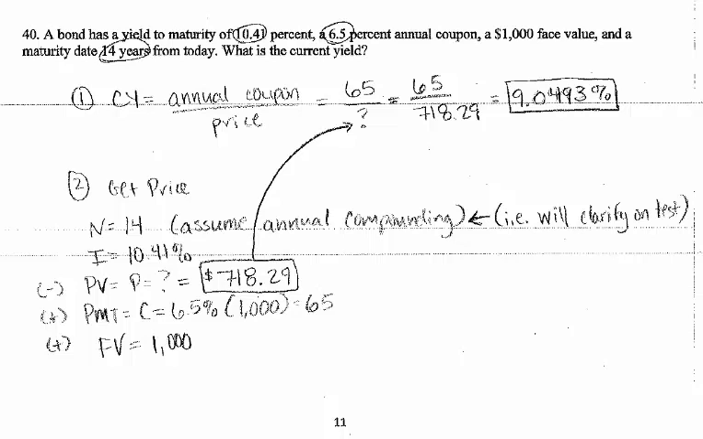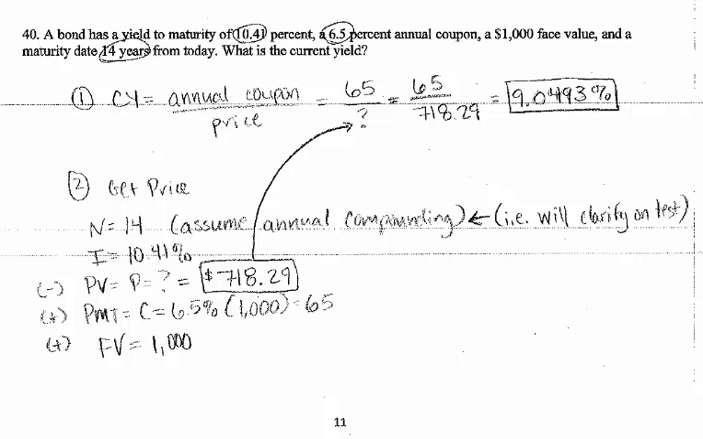To get the price, we know N is going to equal 14, and somebody might say, how do I know whether or not this is a semi-annual or annual bond? Well, on the exam, I'll tell you exactly. But here, the fact that they tell you that there's an annual coupon and they don't tell you that there's semi-annual compounding going on, it's safe to assume annual compounding. Okay? But I'll clarify that on the test for you.